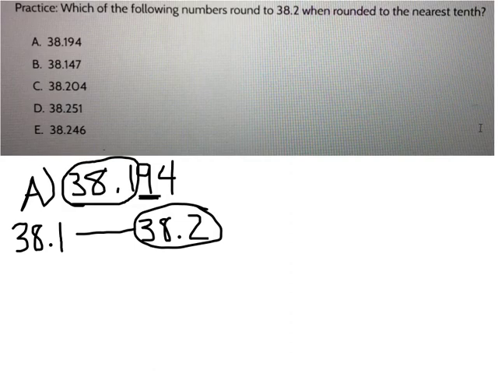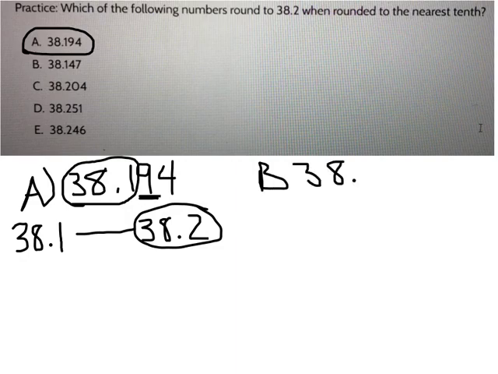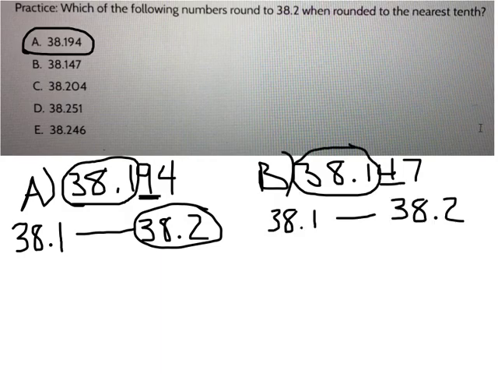38 and 194 thousandths is between 38 and 1 tenth and 38 and 2 tenths. The 9 tells us to round up, so A is a correct answer. It rounds to 38 and 2 tenths. Try answer choice B. What is 38 and 147 thousandths rounded to the nearest tenth? 38 and 147 thousandths rounded to the nearest tenth is 38 and 1 tenth. So B is not a correct answer choice because it does not round to 38 and 2 tenths.